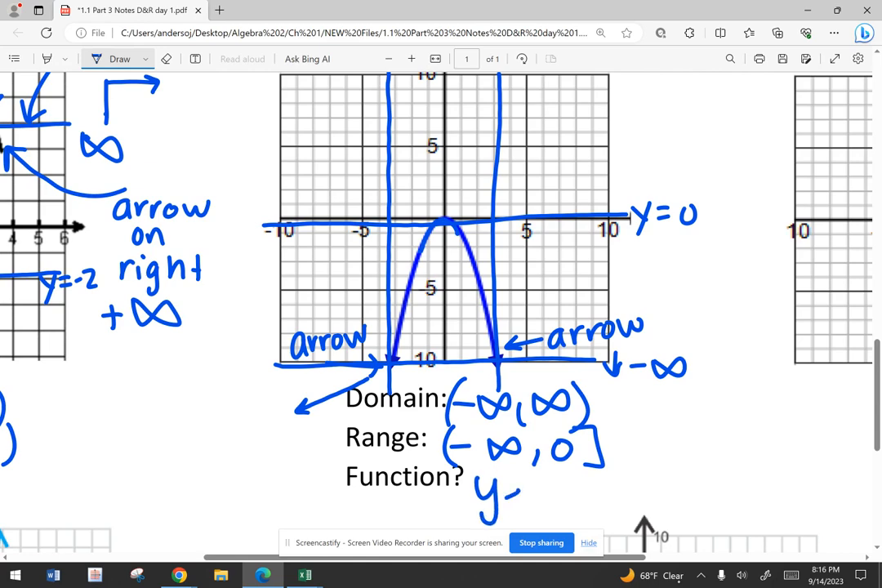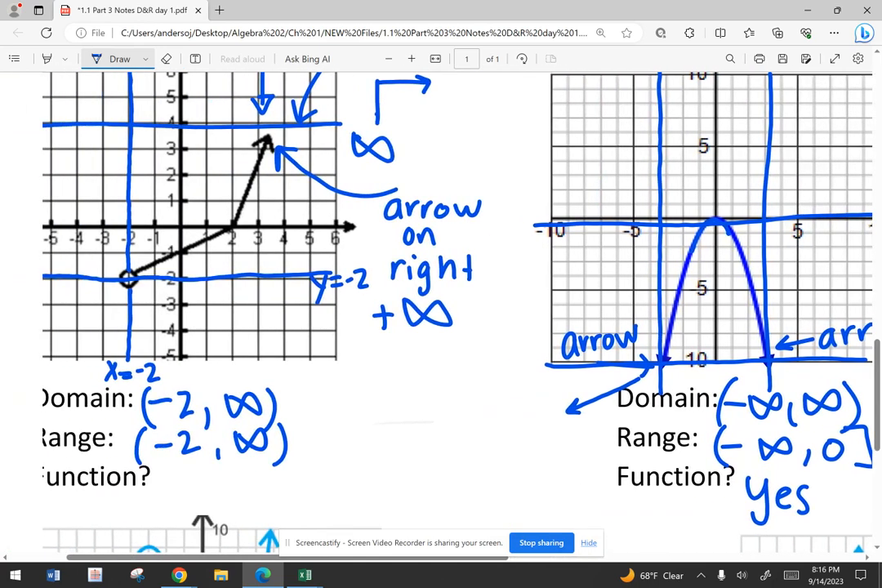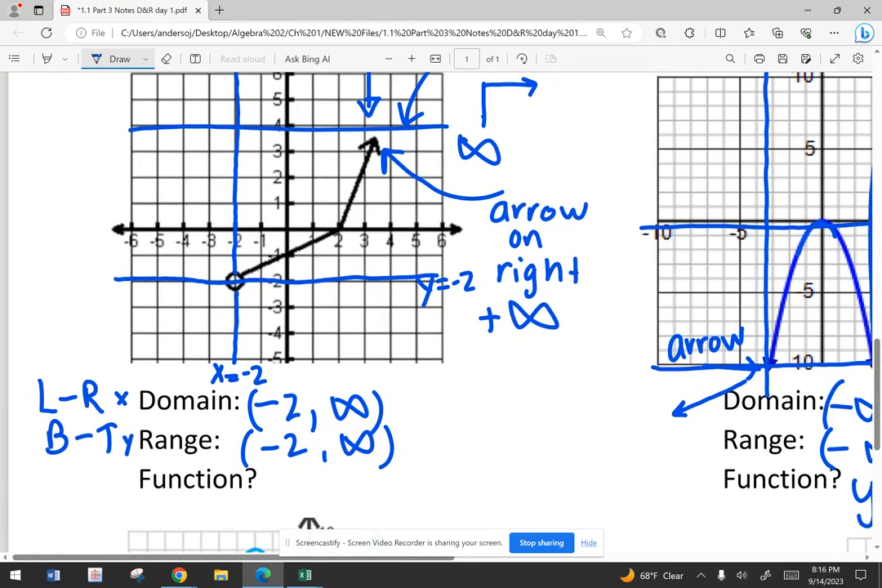Is this one a function? Yes, this one is a function. I think we missed that on this last one, so we'll look back at that. This one, yes, is also a function.